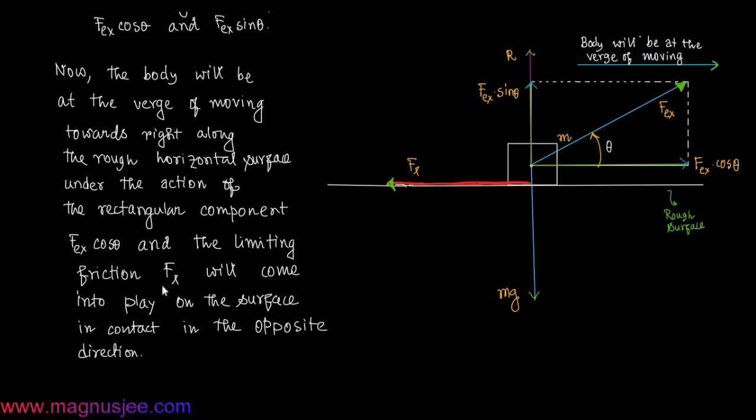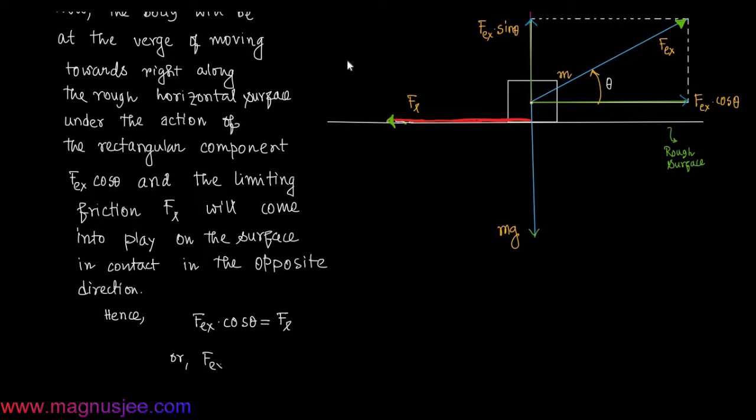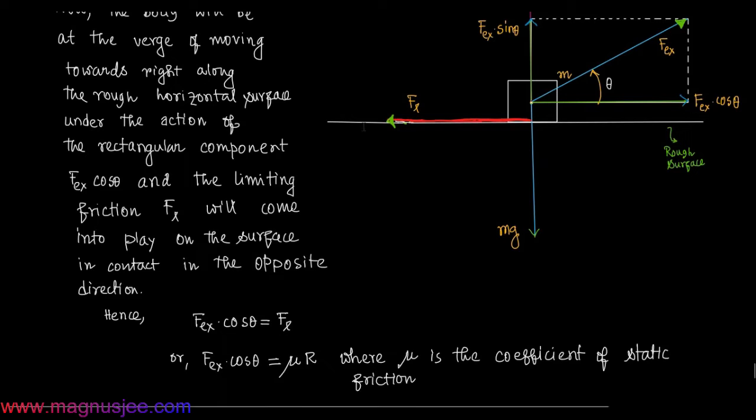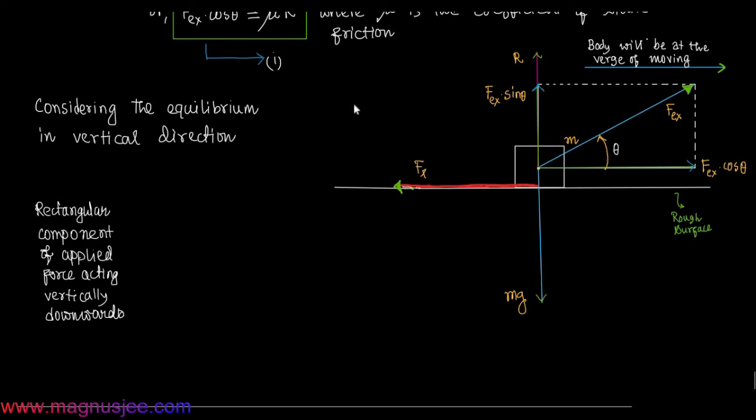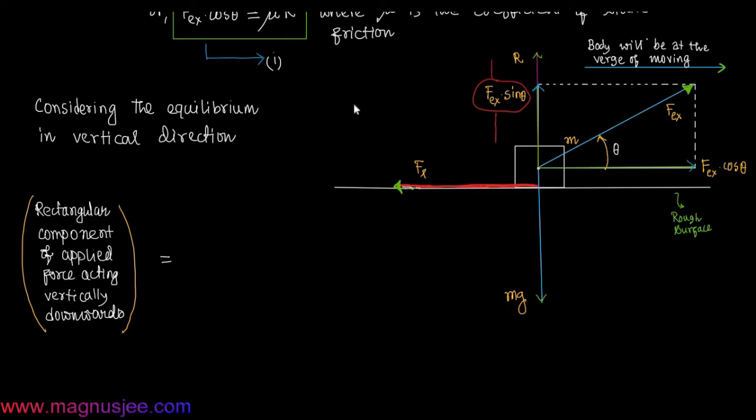in the opposite direction. Hence, we can say that Fex cos theta is equal to limiting friction Fl, or Fex cos theta is equal to mu into R, equation 1, where mu is the coefficient of static friction of the body with respect to the surface.